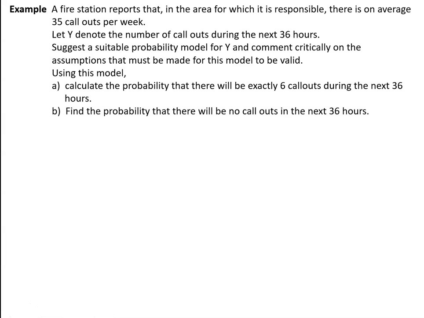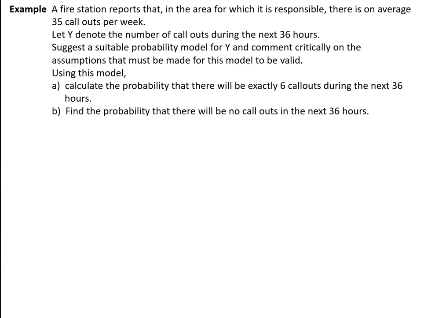So let's have a look at our first example. A fire station reports that in the area for which it is responsible there is on average 35 call-outs per week. Let y denote the number of call-outs during the next 36 hours. Suggest a probability model for y and comment critically on the assumptions that must be made for this model to be valid. And using the model, calculate the probability there will be 6 call-outs during the next 36 hours and find the probability there will be no call-outs in the next 36 hours.